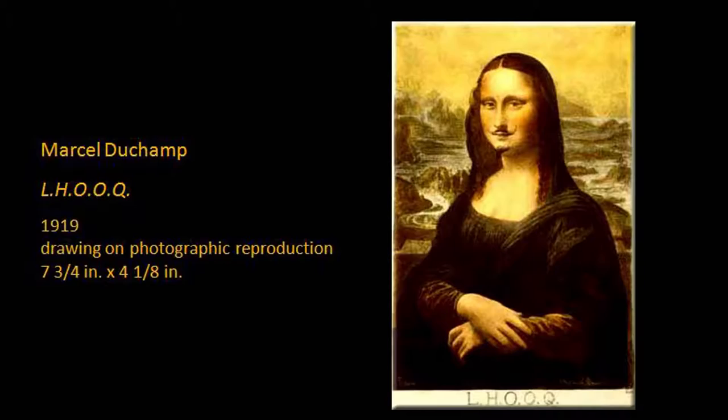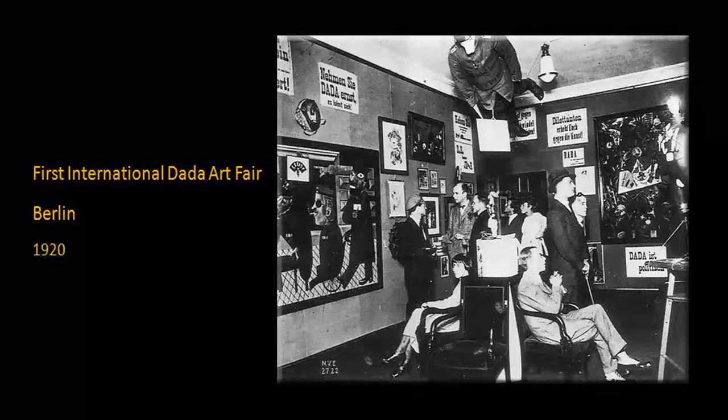And that is how they also used to exhibit their works of art. This is a photograph from the first international Dada art fair that happened in Berlin in 1920. You can see how crazy the exhibition might have looked, how crazy the exhibits might have looked, and what kind of outrage these movements must have produced at that point in time.